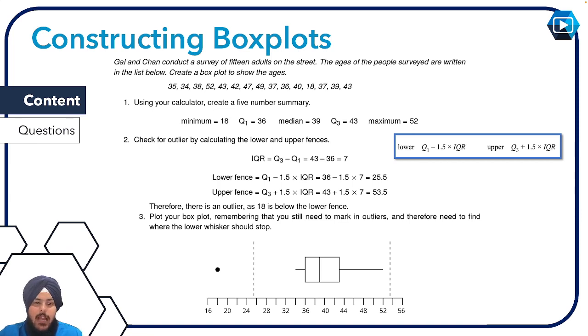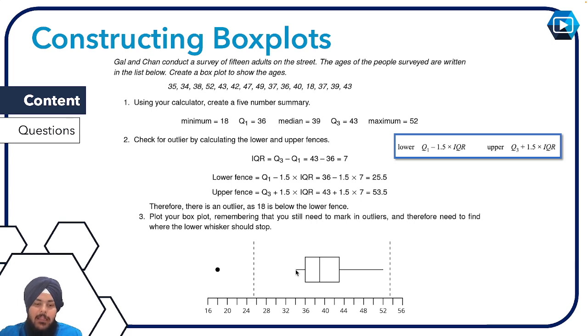And as we can see from the data here, we have a value of 18. So this value is below the lower fence of 25.5. So that's why it will be represented as a dot on the box plot. If we have more outliers, or more values below or above the upper and lower fences, they will also be represented as dots.